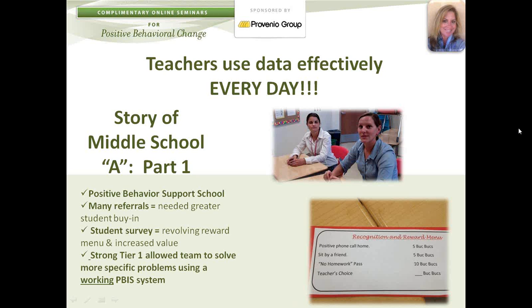And you can see it was cheap too. The whole idea of that is that they started with a strong Tier 1, and because of that, it really allowed this team to move forward in solving more specific problems using a working PBIS system, as opposed to one that was kind of broken and students weren't buying in. If they had jumped right to a Tier 2 behavior intervention, they probably would have missed a big piece of what would actually work.